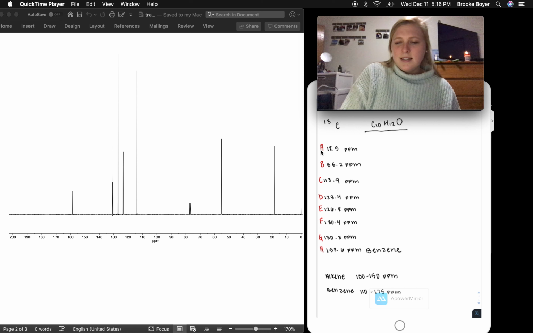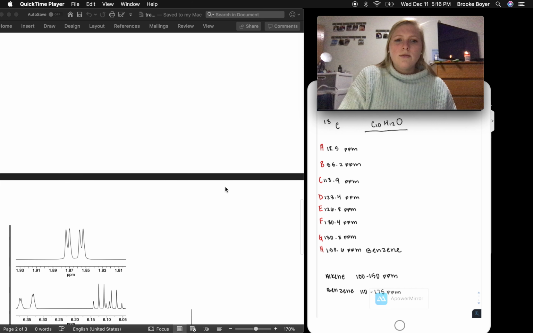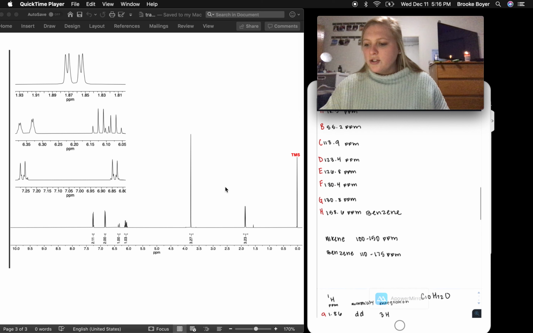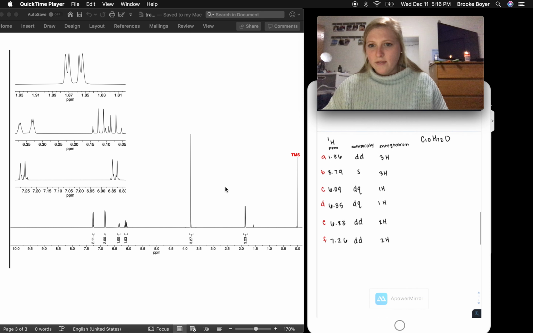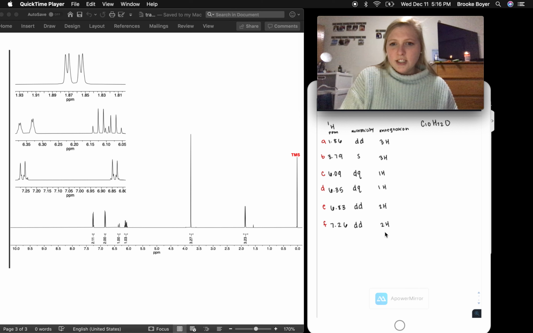Since the chemical shifts of A and B are pretty low, we'd say those are most likely a methyl. So now we can go down to our hydrogen NMR, which tells us a lot of information. I wrote down the chemical shifts, as well as the multiplicity and the integration. The integration, right down here, adds up to 12, so this confirms our molecular formula.